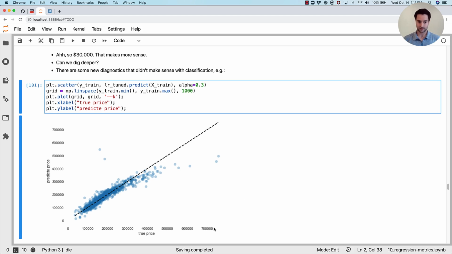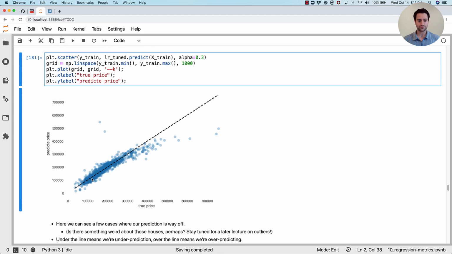Well, it was 700, but we said 450. It was 150, but we said 550. So everything below this line is where the true price was bigger than the predicted price, so we're under predicting. Everything above the line, we're over predicting. The prediction's too high compared to the truth. So this is a really useful diagnostic for regression, and we'll see more about this tomorrow.